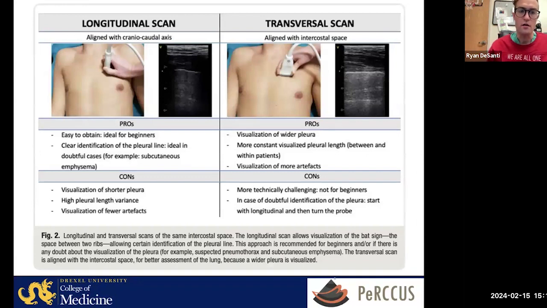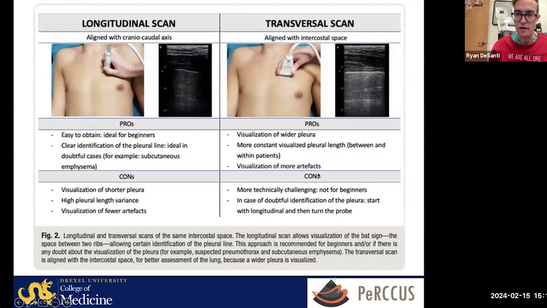Scans can also be done longitudinally, meaning with the ultrasound probe facing towards the patient's head, or it can be transverse, meaning with the ultrasound probe in between the patient's ribs. Typically, and especially for beginners, the longitudinal images with the probe towards the patient's head will be what's taught first. This has a downside in that there is rib shadowing, so it takes away some of the view of the ultrasound image, but it can help clarify some of the findings, especially in the setting of subcutaneous emphysema.